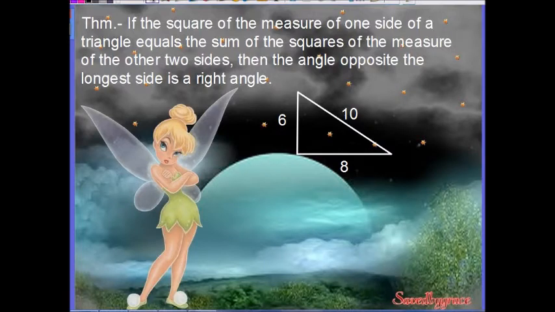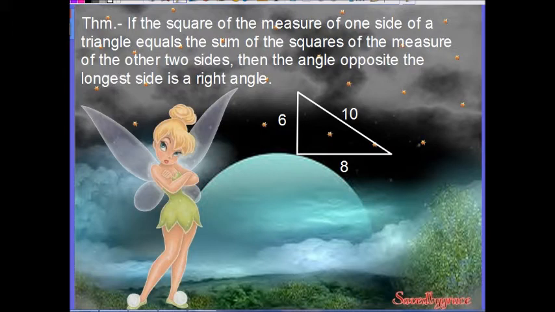So our first theorem: if the square of the measure of one side of a triangle equals the sum of the squares of the measures of the other two sides, then the angle opposite the longest side is a right angle. So this is one of the applications of the Pythagorean theorem. It helps us to determine if a triangle is a right triangle. So let's take a peek.